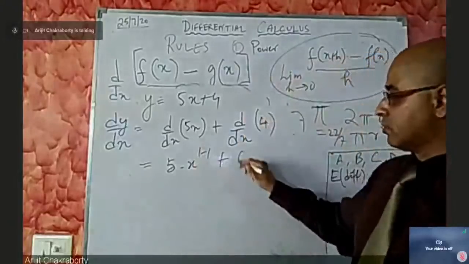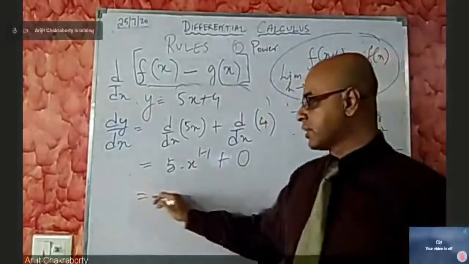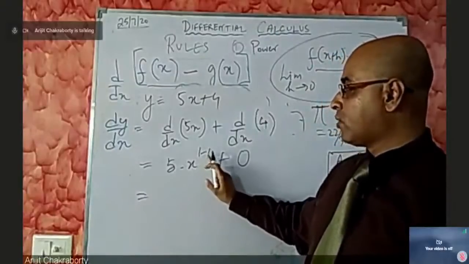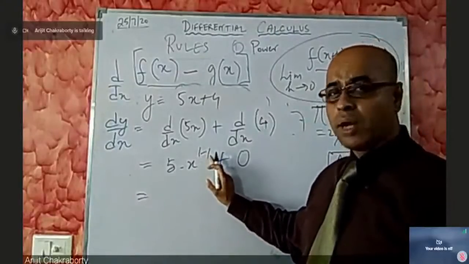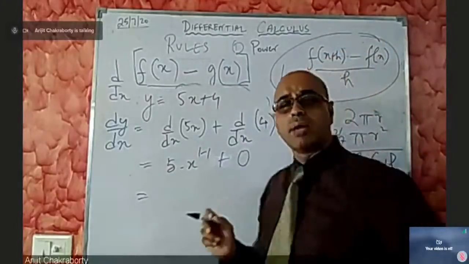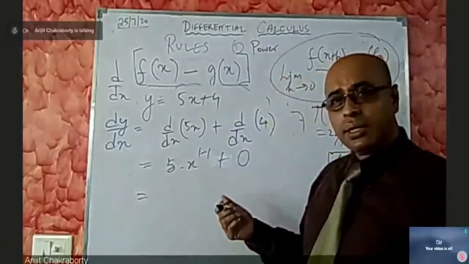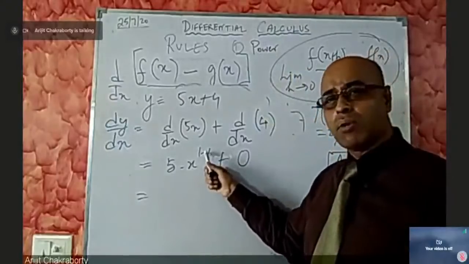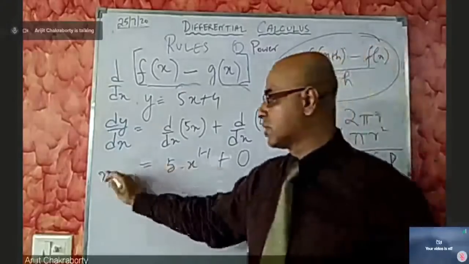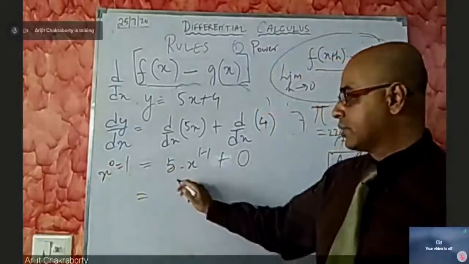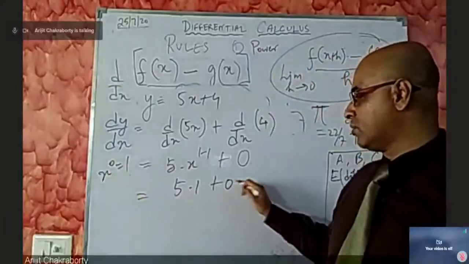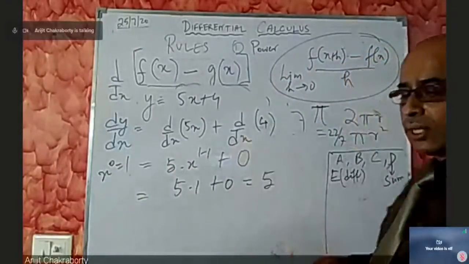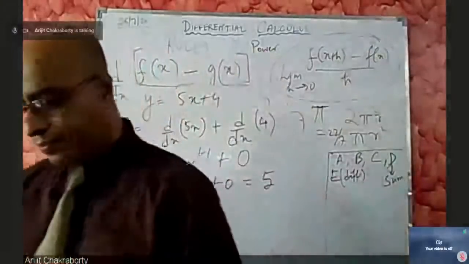So this is 0. So the answer is 5x to the power 1 minus 1. X to the power 1 minus 1 becomes x to the power 0, which is 1. So it is 5 into 1 plus 0, that is 5. So this is how we differentiate 5x plus 4.